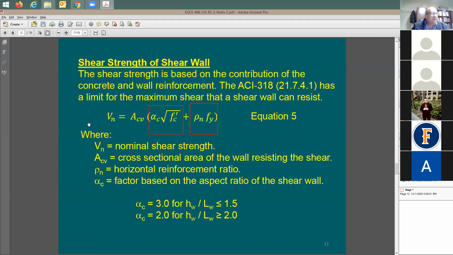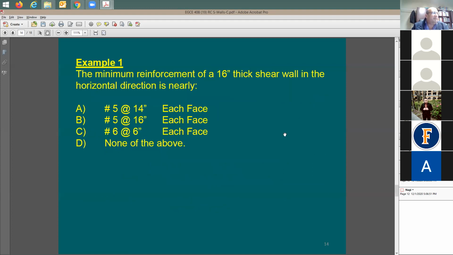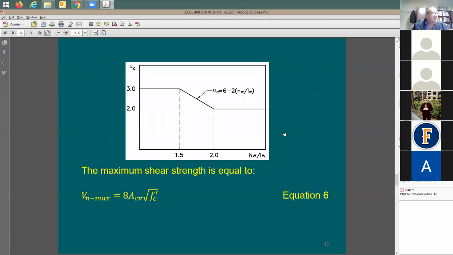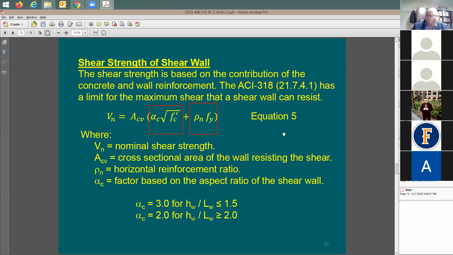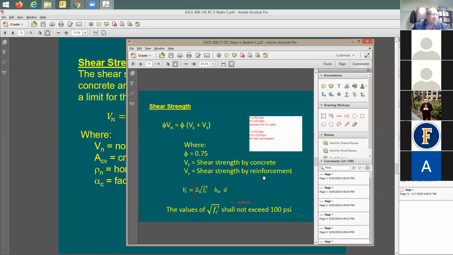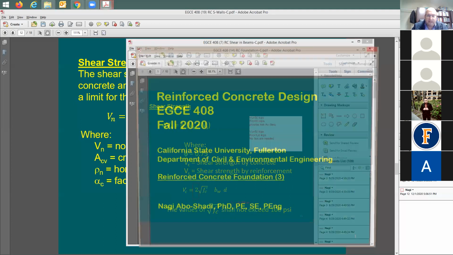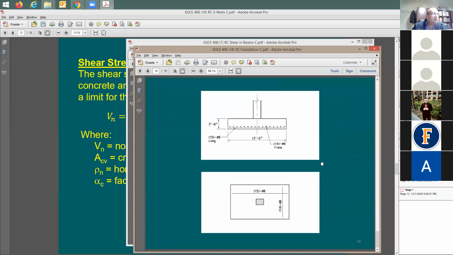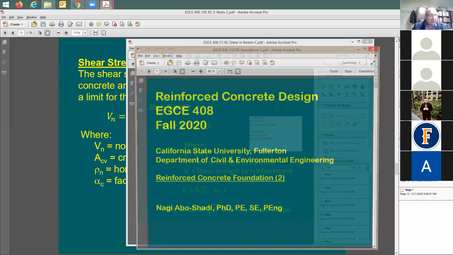So Vn needs to have a phi factor here. Let's say we're taking it at 0.6. It is not shown here, but you're going to see it very soon. It's going to be 0.6. The phi factor for shear wall design, we just take at 0.6. In beams, we used to have a factor of how much for the concrete? 2. How about in punching shear? What is the factor for the shear? Anyone recall? Punching shear? No one recalls it?